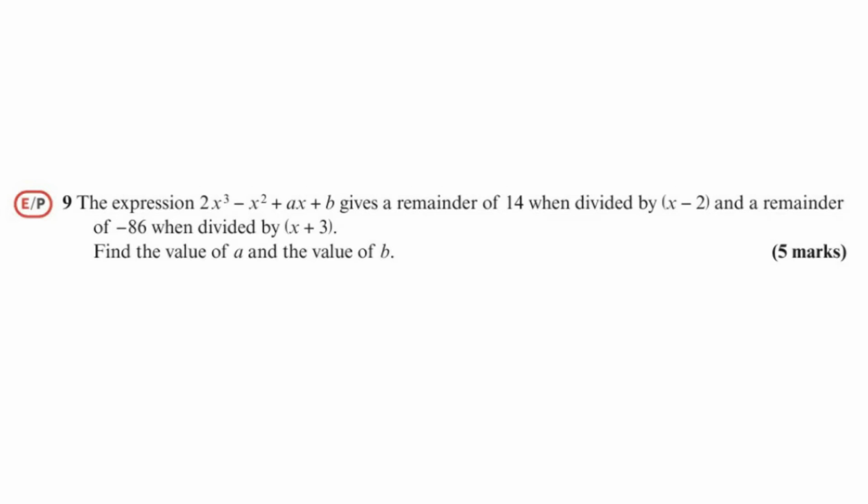Question number 9. The expression 2x cubed minus x squared plus ax plus b gives a remainder of 14 when divided by x minus 2, and a remainder of minus 86 when divided by x plus 3. Find the value of a and the value of b.